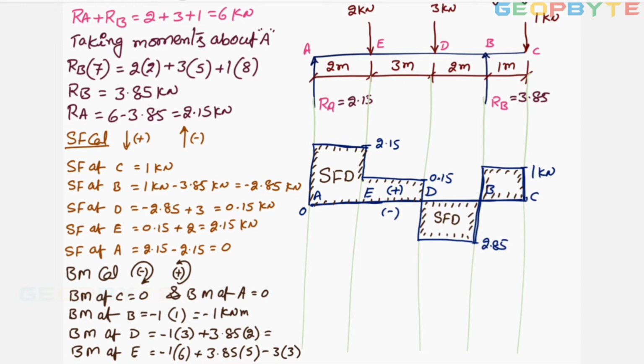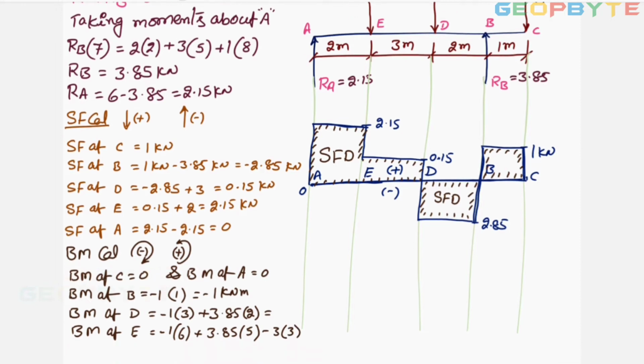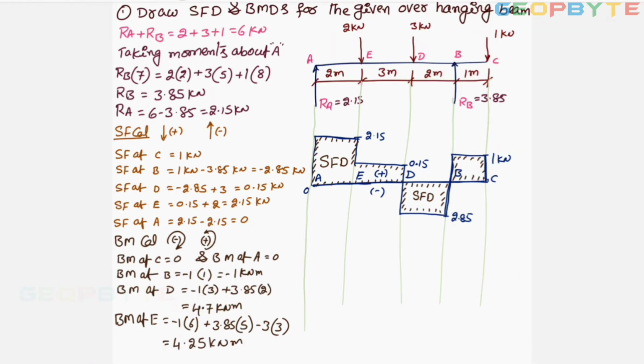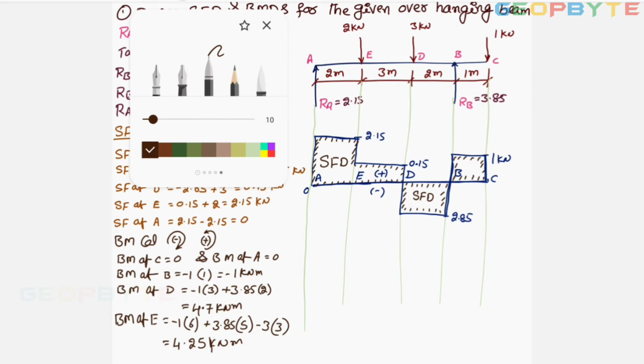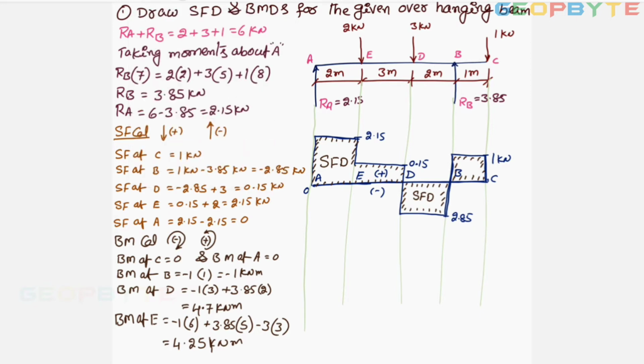Simplify the values for getting the bending moment at different locations. Look at the values, simplified values. I simplified with a calculator. Then with this information, let us construct the BM diagram.